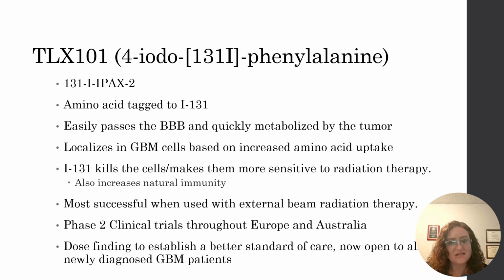And this is an amino acid that's tagged to I-131. It easily passes the blood-brain barrier and is quickly metabolized by the tumor, and then it localizes in the glioblastoma cells based on increased amino acid uptake. The I-131 will then either kill the cells or damage them and make them more susceptible to radiation therapy. And it also increases the natural immunity. This one is best used in conjunction with external beam radiation therapy.